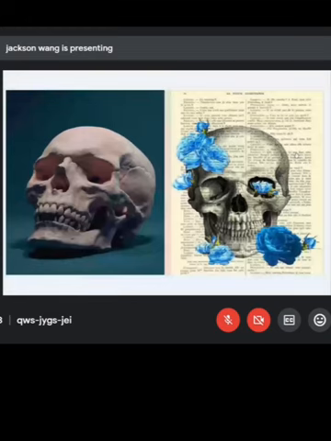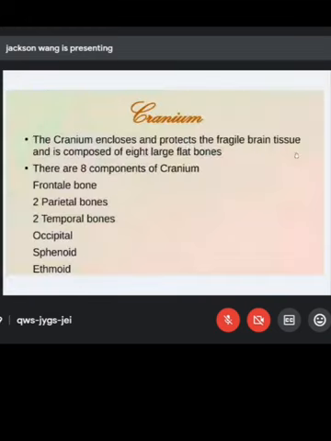Donc, pour la boîte crânienne, the cranium, so the cranium encloses and protects the fragile brain tissue and is composed of 8 large flat bones. There are 8 components of cranium. So we have the frontal bone, 2 parietal bones, 2 temporal bones, occipital, sphenoid, and ethmoid.